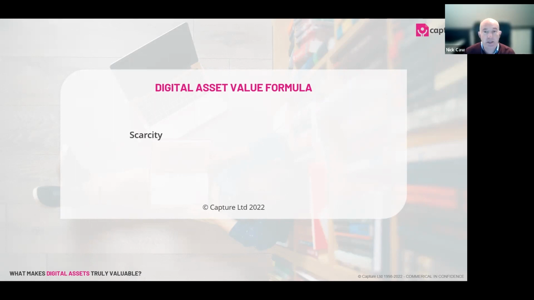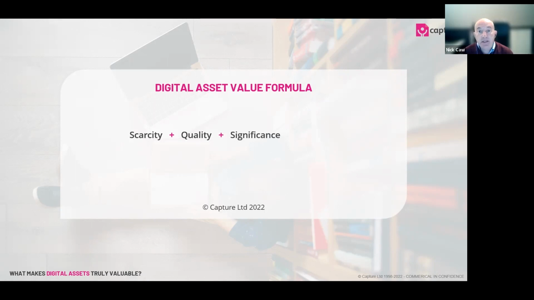So the first piece is scarcity. That obviously means how many of those assets are out there. Is there just one of them? If there's just a particular photograph that's been taken or a document, that helps contribute to its value. The second piece is the quality of the asset. How good is what we're dealing with? Clearly, the better the quality of something, the higher the perceived value that it might have.